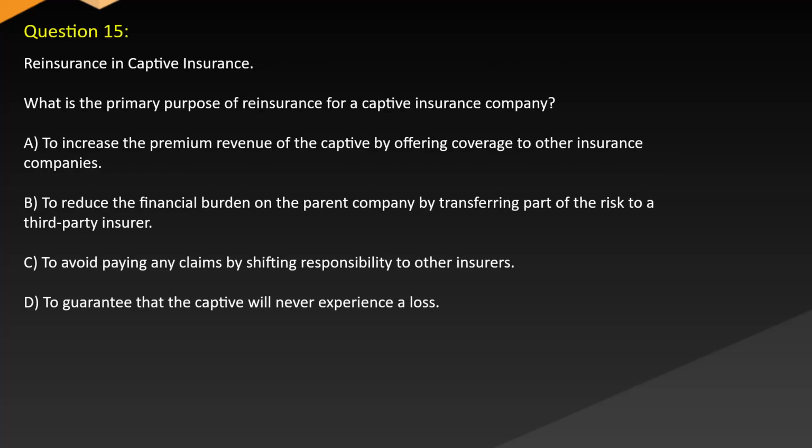Question 15. Reinsurance in captive insurance. What is the primary purpose of reinsurance for a captive insurance company? A. To increase the premium revenue of the captive by offering coverage to other insurance companies. B. To reduce the financial burden on the parent company by transferring part of the risk to a third-party insurer. C. To avoid paying any claims by shifting responsibility to other insurers. D. To guarantee that the captive will never experience a loss.